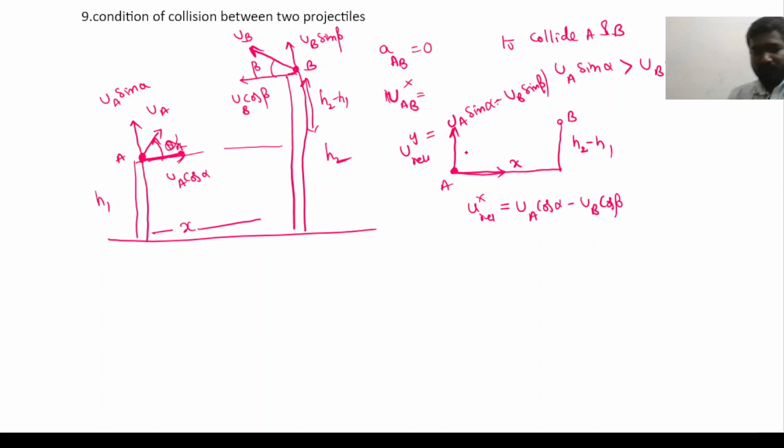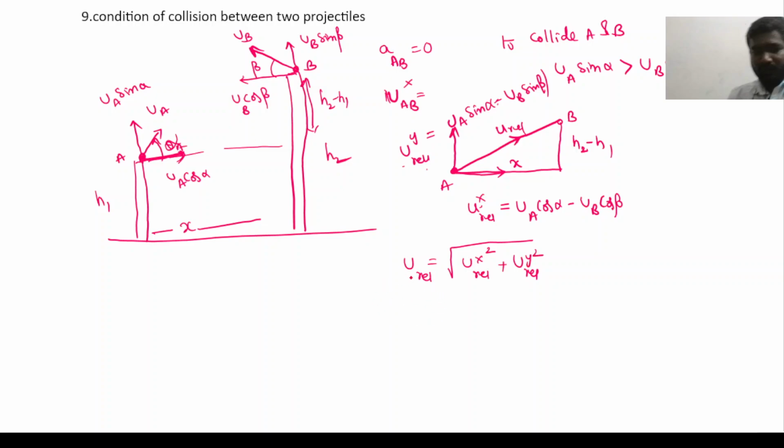Now, taking relative velocities, to collide A with respect to B, it is moving in this direction with a certain velocity, U relative. U relative along the x direction you know, and along the y direction you know. So you can find U relative of A with respect to B, which is the square root of U relative along x squared plus U relative along y squared.